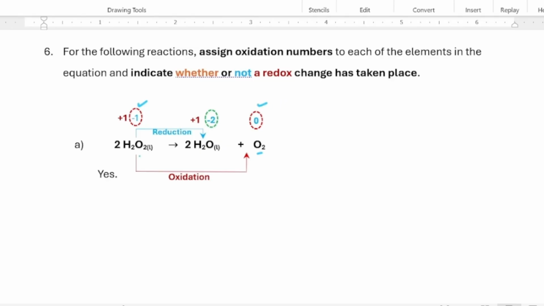Two of the oxygens get oxidized, because we're removing negative and making it 0. And in this case, you can see that, again, there's a change in oxidation number for 2 of the oxygens that got reduced. Oxygen is changed from negative 1 to negative 2. Yes, this is a redox reaction.